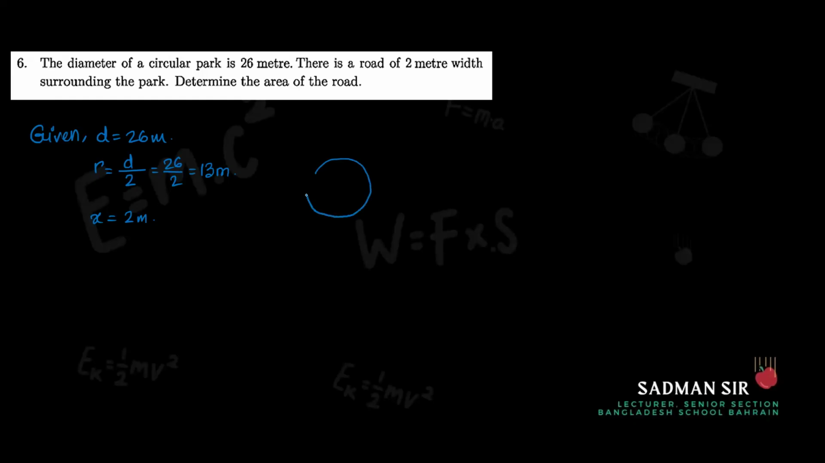Let us say this is the park, and the park has a radius of 13 meter. Diameter was given, from there we found out the radius. Now there is a road surrounding it. Let us say this is the road, and the width of the road is 2 meter. Can anyone tell me what will be the radius of the outer side of the road, the outer circumference of the road?